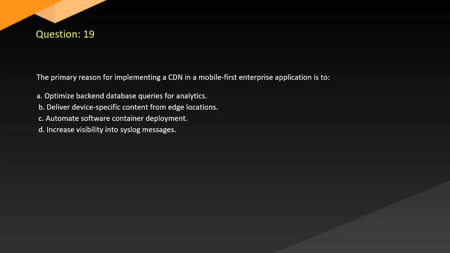Question 19. The primary reason for implementing a CDN in a mobile-first enterprise application is to: A. Optimize back-end database queries for analytics. B. Deliver device-specific content from edge locations. C. Automate software container deployment. D. Increase visibility into syslog messages.